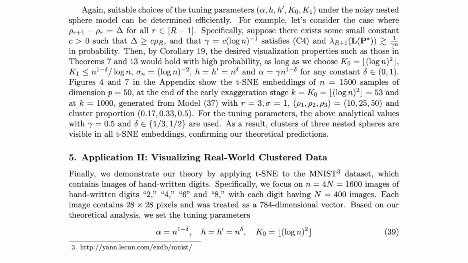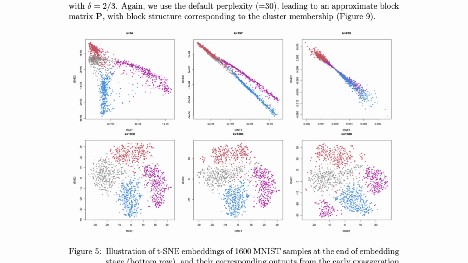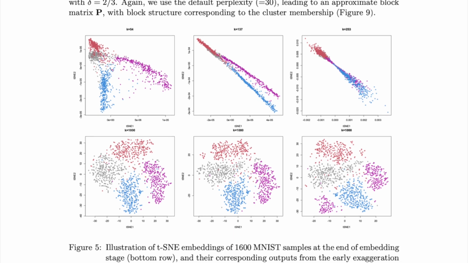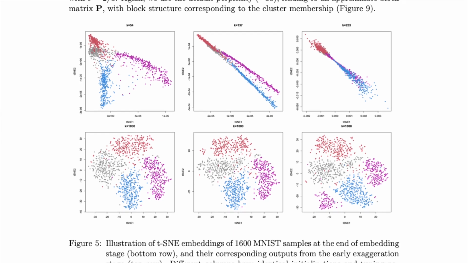Application 2. Visualizing real-world clustered data. Finally, we demonstrate our theory by applying t-SNE to the MNIST dataset, which contains images of handwritten digits. Specifically, we focus on n = 1600 images of handwritten digits 2, 4, 6, and 8, with each digit having 400 images. Each image contains 28 by 28 pixels and was treated as a 784-dimensional vector. Based on our theoretical analysis, we set the tuning parameters accordingly. Again, we use the default perplexity of 30, leading to an approximate block matrix P with block structure corresponding to the cluster membership, Figure 9.